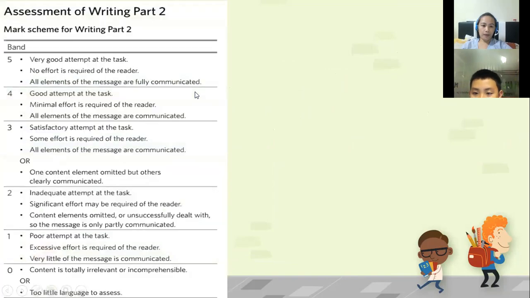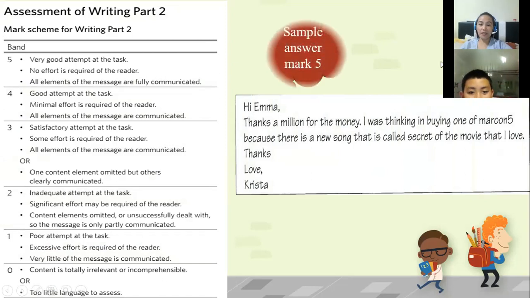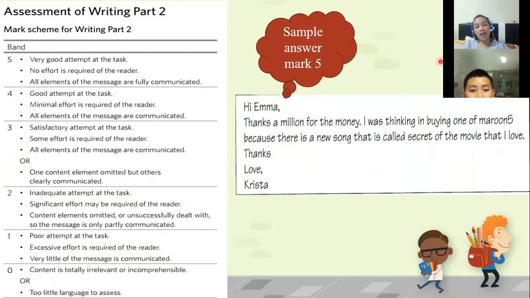Okay. Very short. Assessment of writing part two. Okay, very good. Look at the example. Oh, so short. Okay, very good. So short, but then your answer is quite long. Your answer is longer than Krista's. Okay, very good.